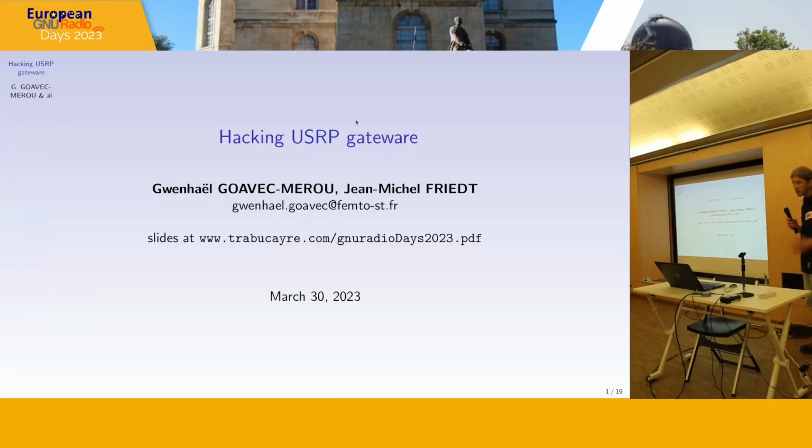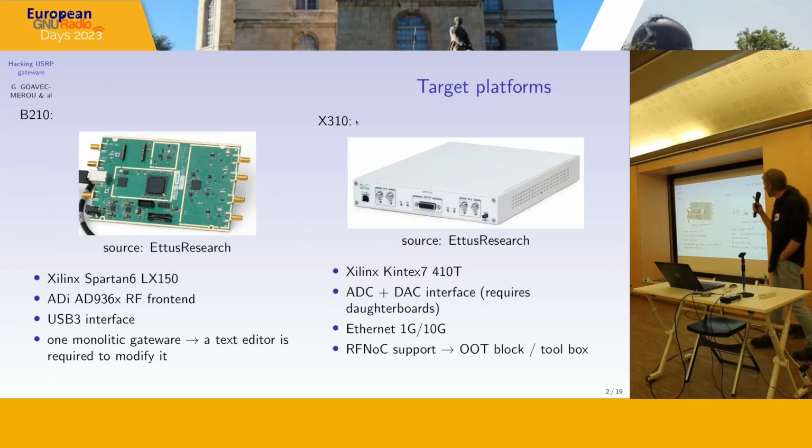An USRP to add some piece of code. Mainly, it's based on these two USRPs, the B210 with a Spartan 6 Xilinx FPGA, with a red front-end analog device and a USB interface. But this platform and the gateware is just monolithic. There is no way to modify it to select some processing block to add to the gateware. If you have to modify this, you have to use a text editor and do it by yourself.